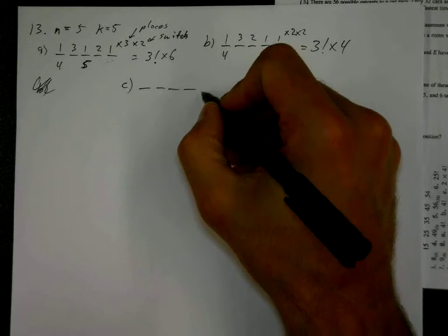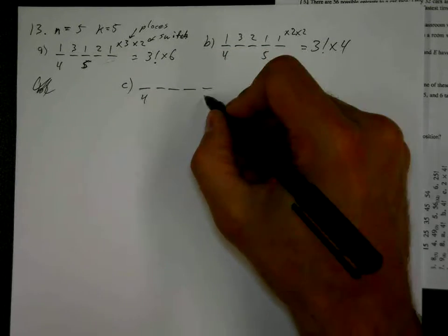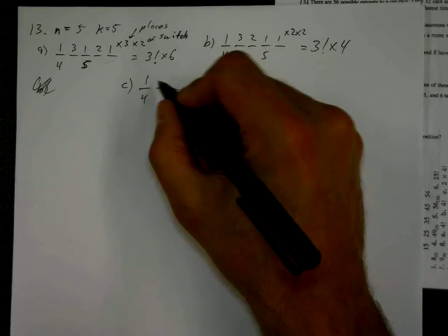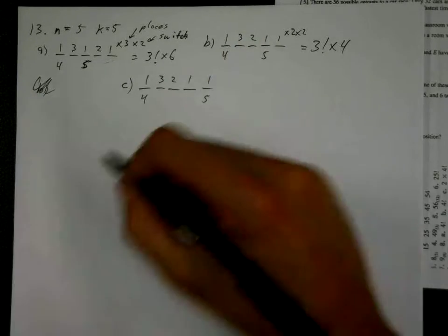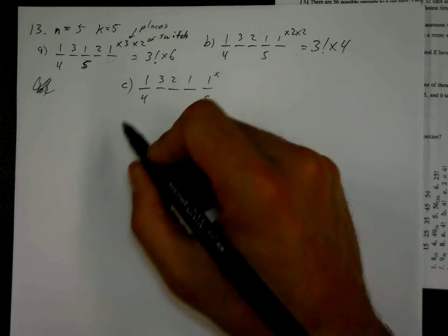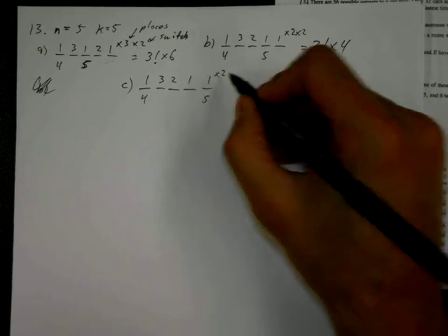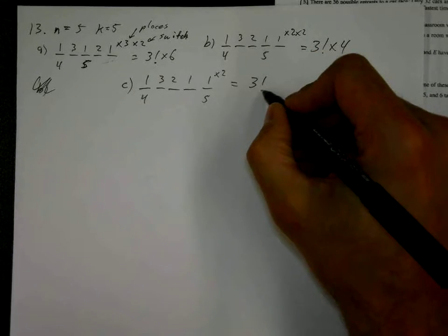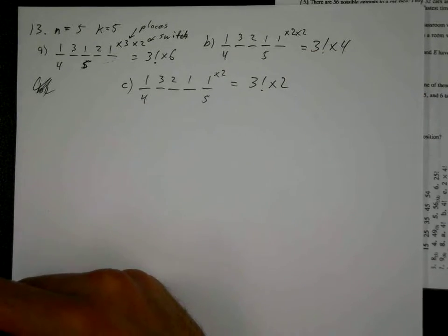And lastly C, separated by 3 numbers. So drop the 4, drop the 5, there's one of each of those, drop our randoms, 3, 2, 1. Times, well, there's only one place they could be in, so all I have to do is times for the switch. So this one's going to be equal to 3 factorial times 2.